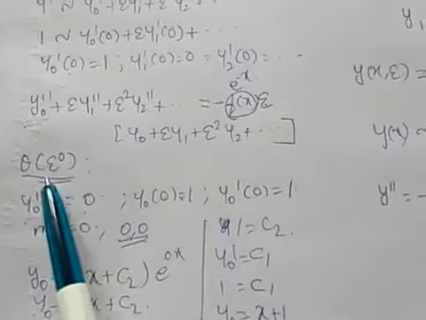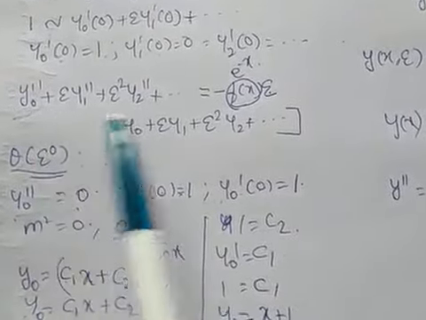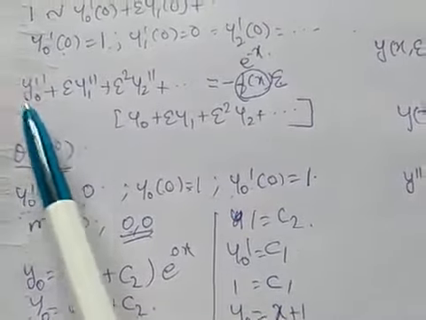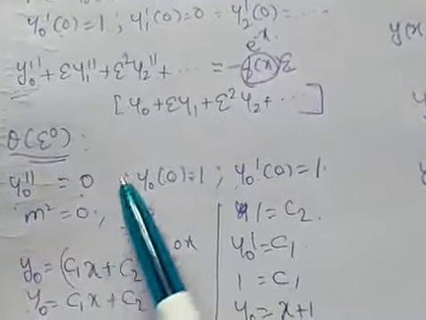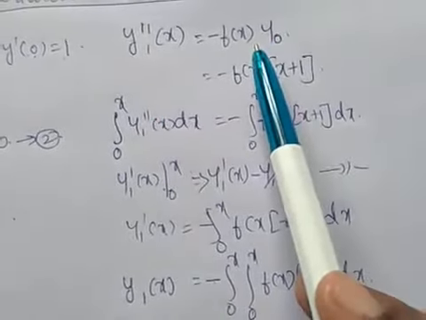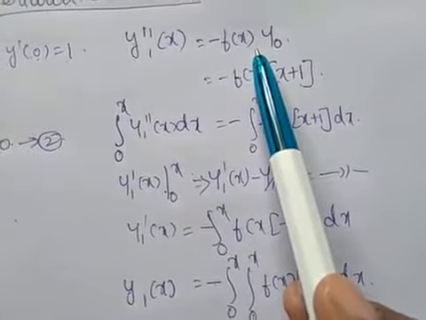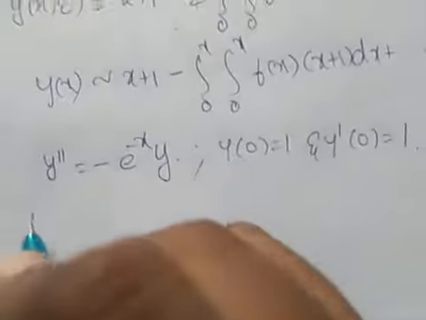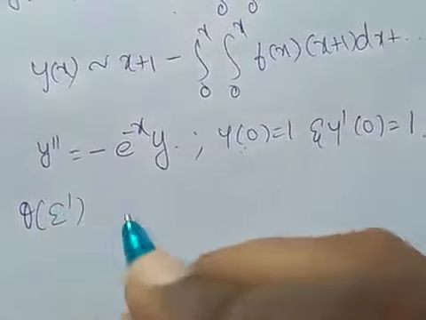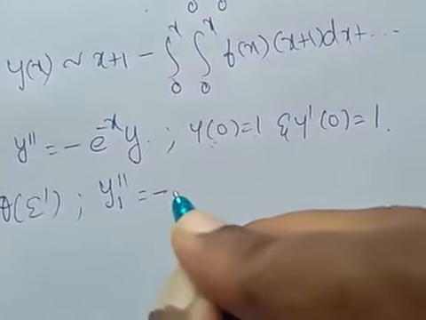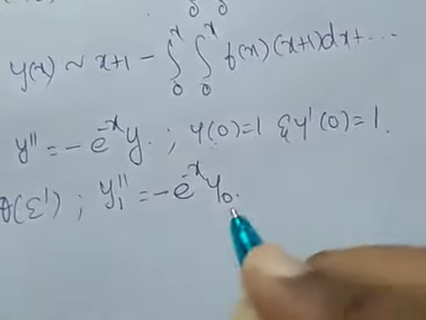When we equate the coefficient of the constant term, or epsilon power 0, again we are getting the same equation, y naught double dash is 0. So again the y naught solution is also the same. But when we consider the coefficient of epsilon power 1, we have the equation y1 double dash is equal to minus e power minus x y naught. What is our y naught?